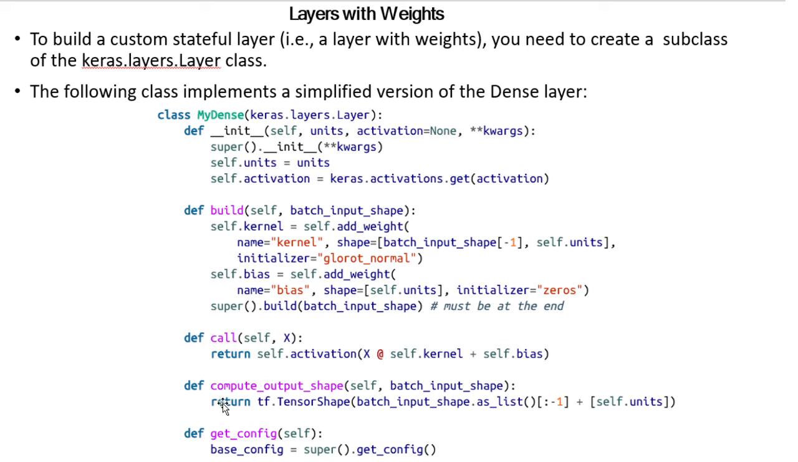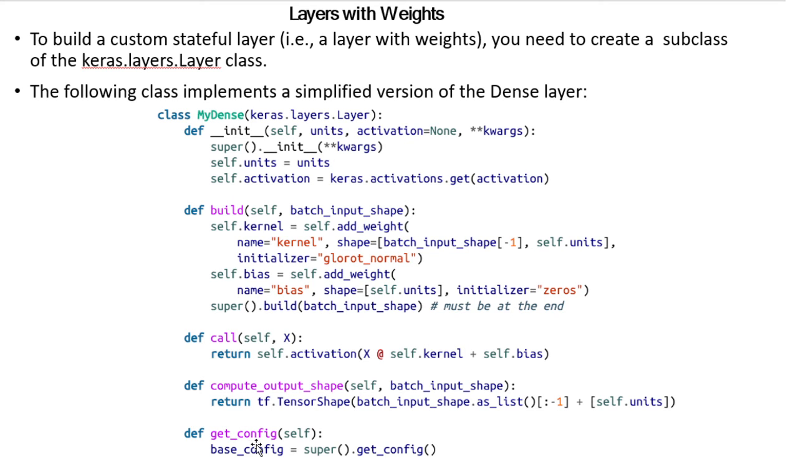The next method is the compute output shape method. This method simply returns the shape of the layer output. As I told you, it returns the shape of the inputs except the last dimension. The last dimension is replaced with the number of neurons in the layer.